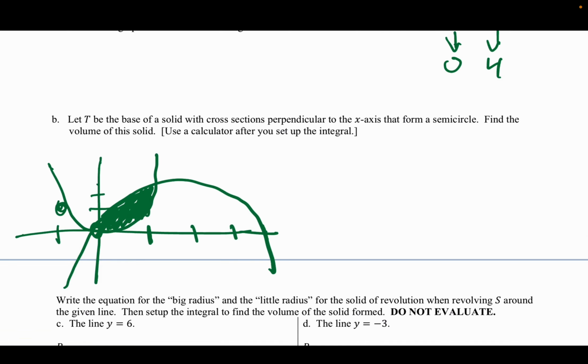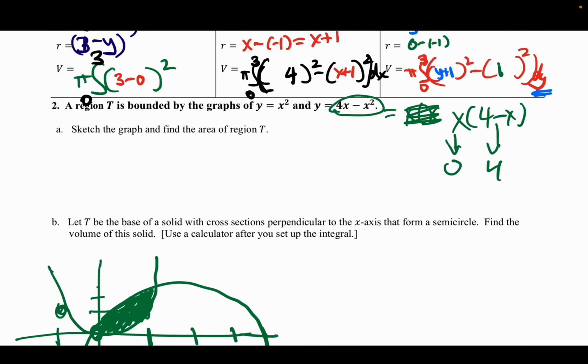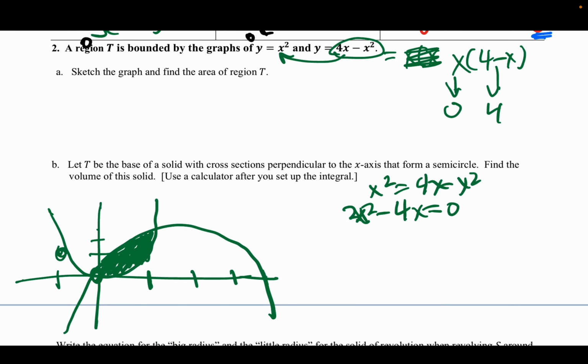I need to know where these intersect, so I'm going to set these two equal to each other. I'm going to set x squared equal to 4x minus x squared. I get 2x squared. You don't want to divide, you want to factor, so you don't miss one of your zeros. So I got it all equal to 0, all on the same side. Please don't divide by an x. We are going to factor out an x, but don't divide by it. That gives me 2x times x minus 2 equals 0.